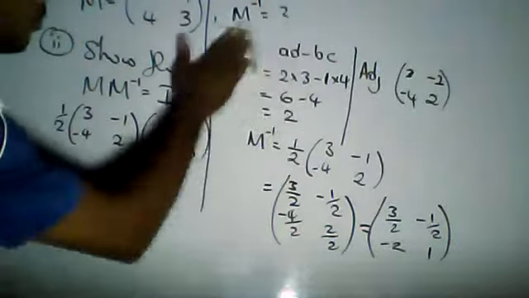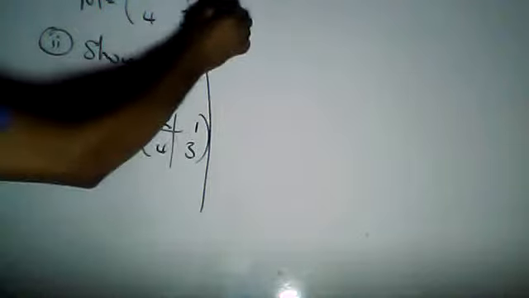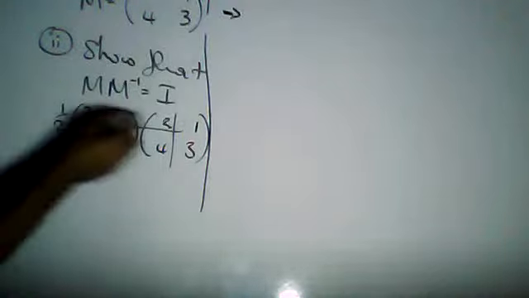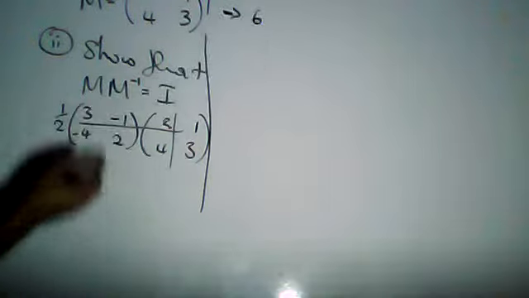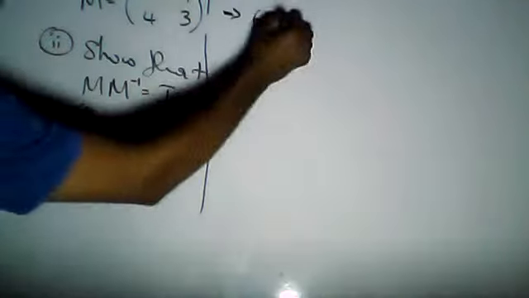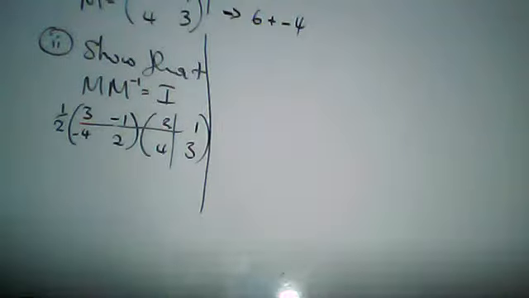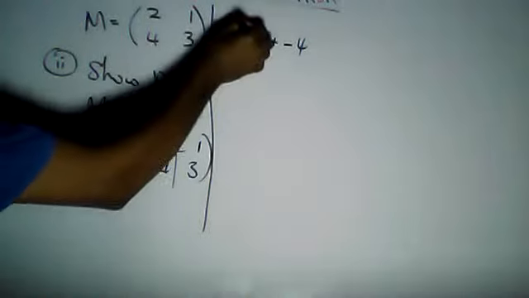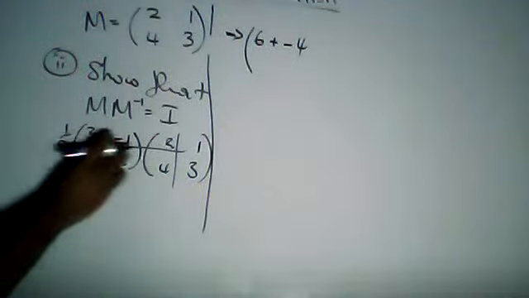So I'm going to erase this side. I'm going to show you that the inverse times the matrix is the identity matrix. It's a 2 by 2 matrix, so first row, first column: 3 times 2, that's 6, plus negative 1 times 4, that's minus 4. So that's first row, first column. Everyone is seeing that, right? That was first row.